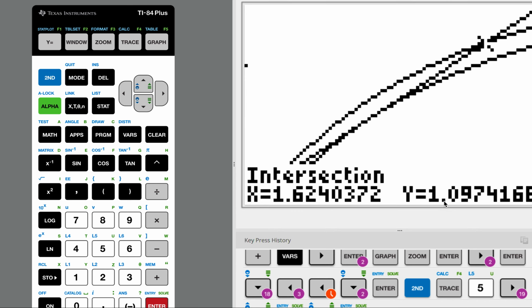Okay, so that's when x is 1.62, which we saw before on Desmos. All right, so you can find the lower one on your own. Have fun practicing. Good luck.